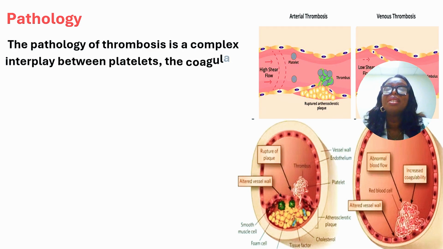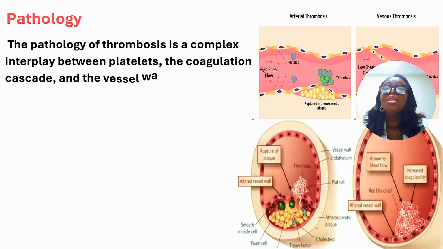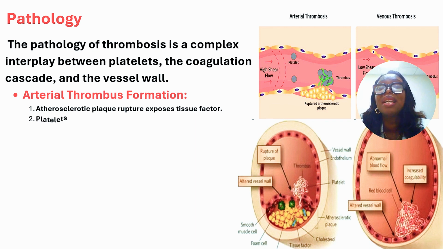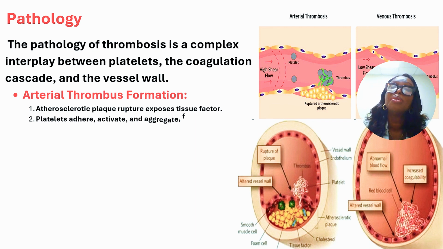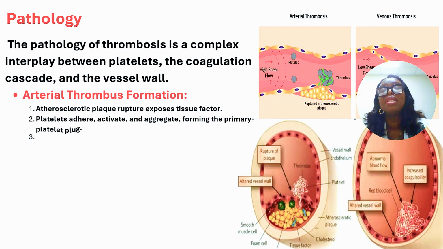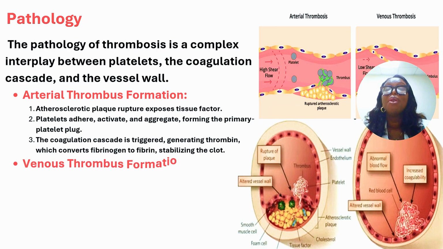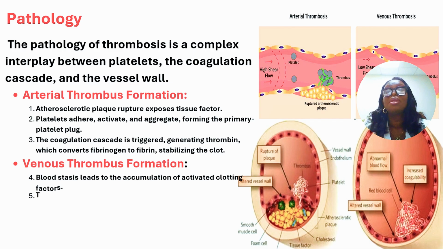Pathology of thrombosis. Pathology of thrombosis is a complex interplay between platelets, the coagulation cascade, and the vessel wall. We have number one, arterial thrombus formation. What is the basic pathology for arterial thrombus formation?